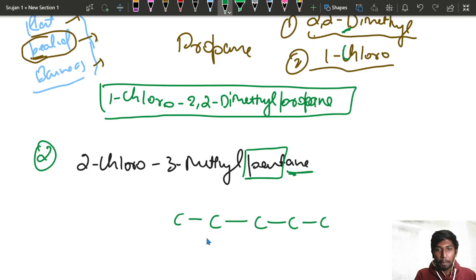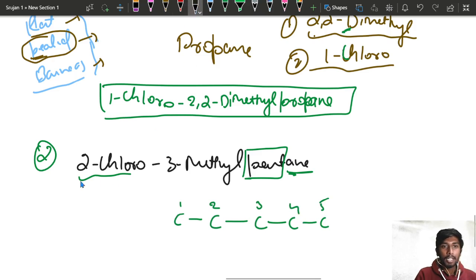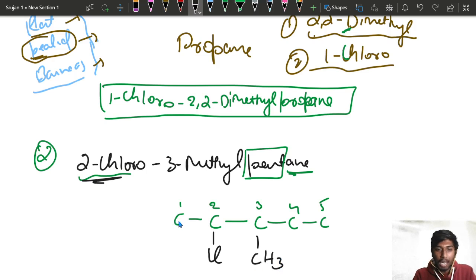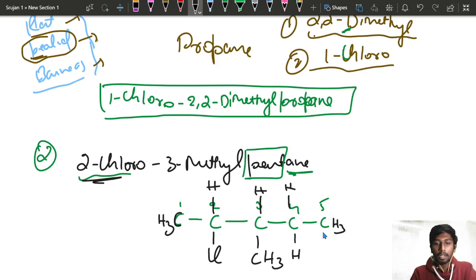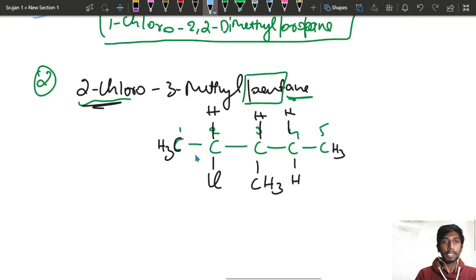It is completely saturated, so no worry about the double bond. Next, label this: 1, 2, 3, 4, 5 carbon atoms. At the second position, what is there? Chloro. So add a chloro at this position. Next, at the third position there is a methyl, CH3. Now satisfy the carbon valencies. Carbon should make 4 bonds. This carbon has already made 1 bond, so add 3 hydrogens. Add 1 hydrogen, add 2 hydrogens, add 3 hydrogens. Done. It's not a big issue, it's very simple.